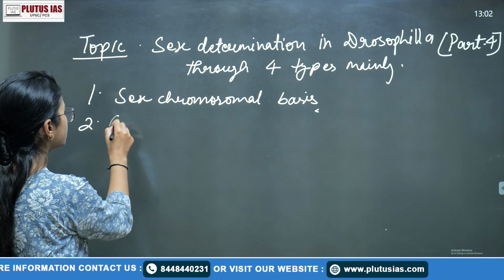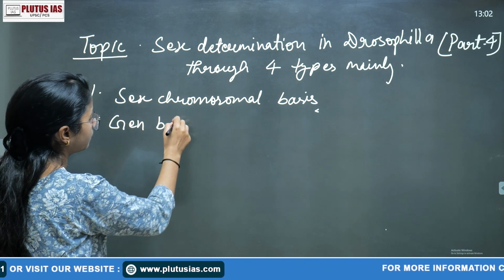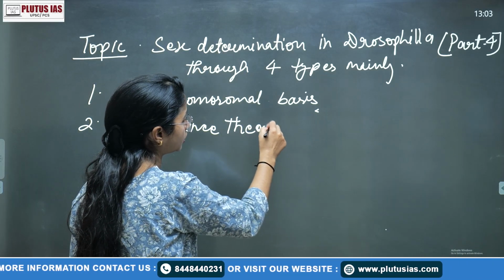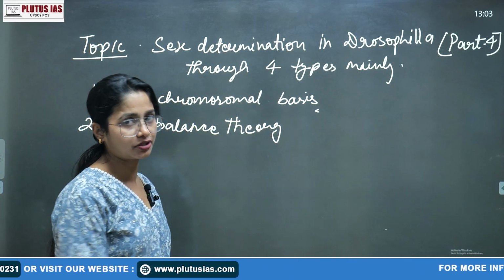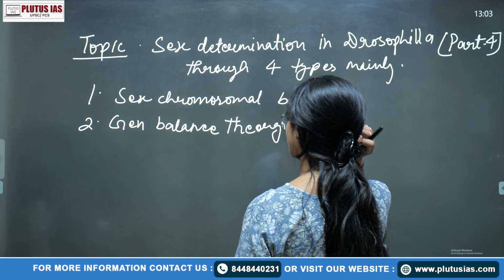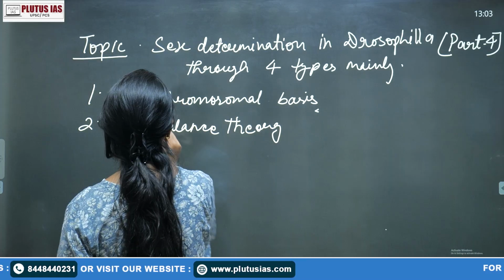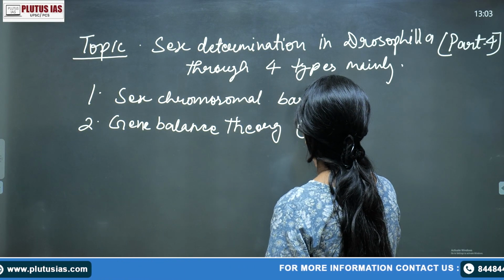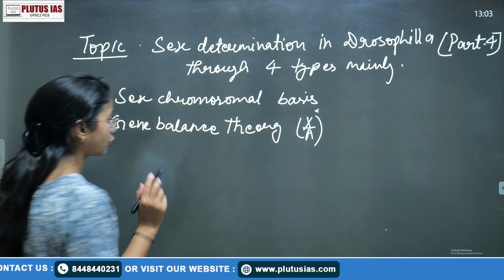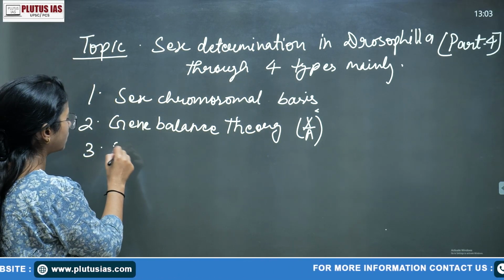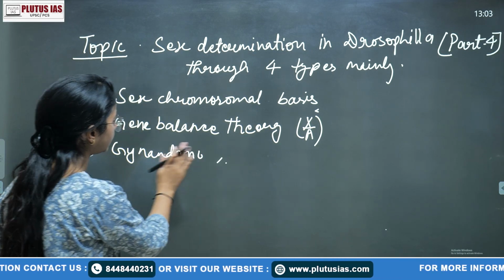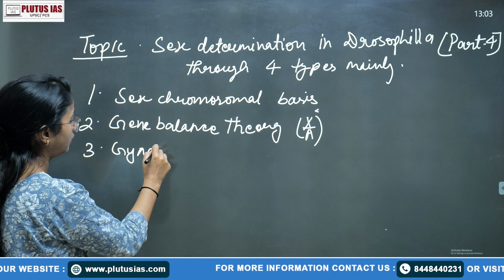The second is the gene balance theory. Remember C.B. Bridges, the scientist who talked about Drosophila sex determination; almost in every type, he has a contribution. Here we talked about the X upon A ratio, the number of sex chromosomes upon the number of autosomes. Third, we talked about the gynandromorphs, or gynanders, better to say it like that.